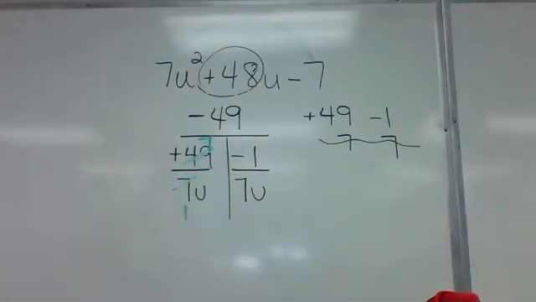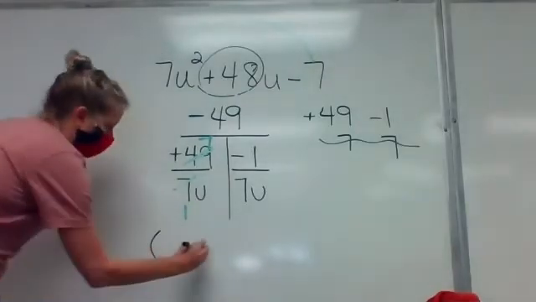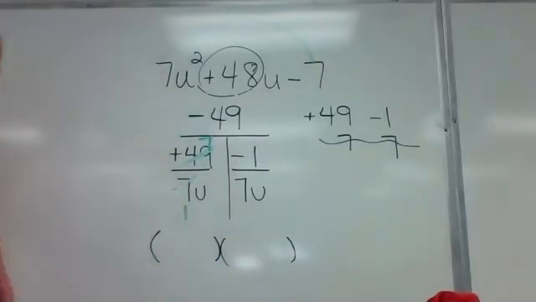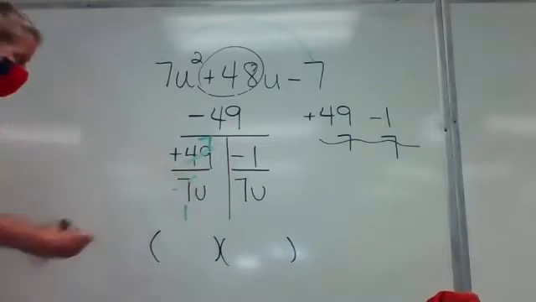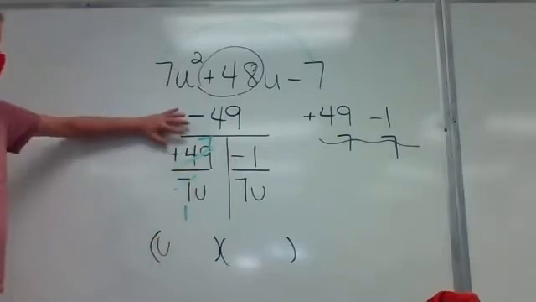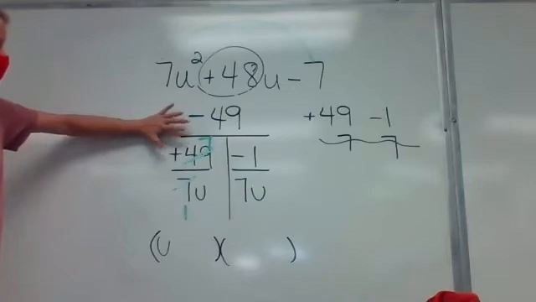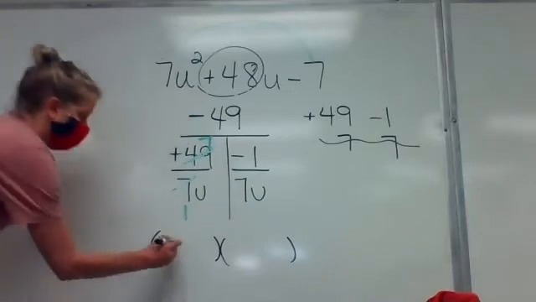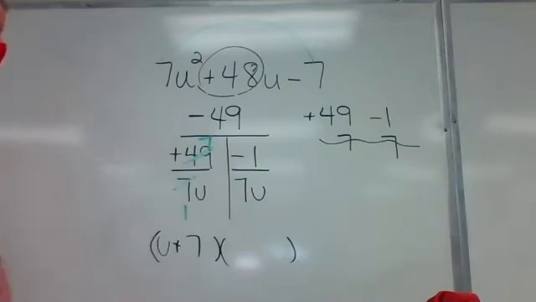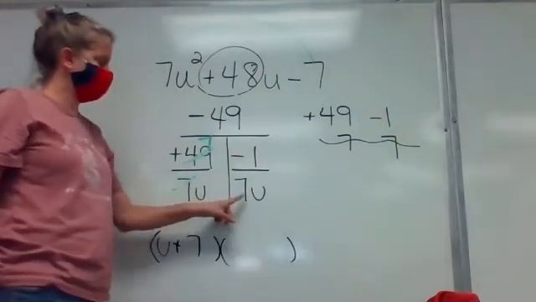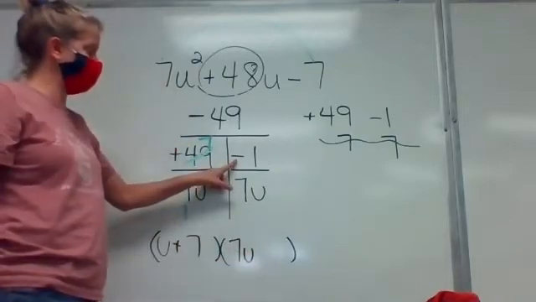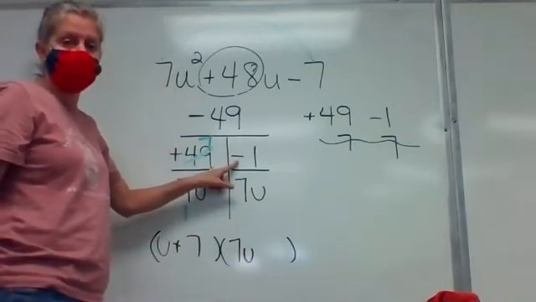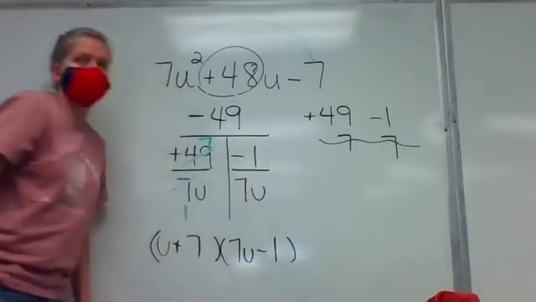Once you have reduced the fractions, that is where your factors come from. Bottom, then top. What's in the bottom of this fraction now? 1u, which is just u. What's in the top of the fraction, including the sign? Plus 7. Bottom of the fraction here, 7u. Top of the fraction, including the sign. So this one would be minus 1. And that's it.